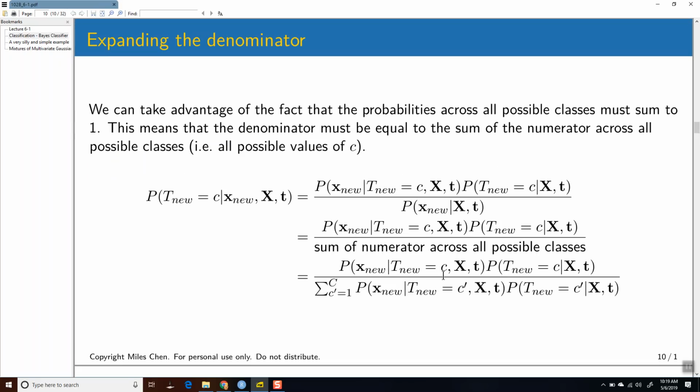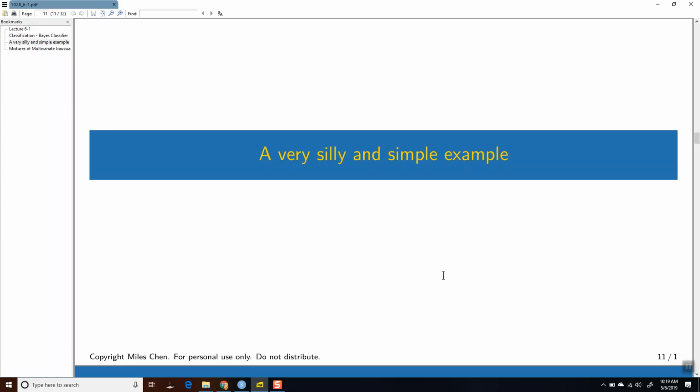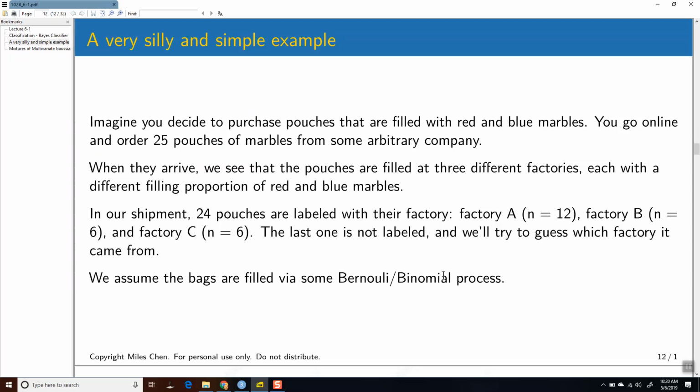Okay, so I think we're going to just move on and do a silly and simple example. It's really contrived, but this is the best example that my brain could think of, and my brain can only think of pouches with red and blue marbles. So this is what we've got.